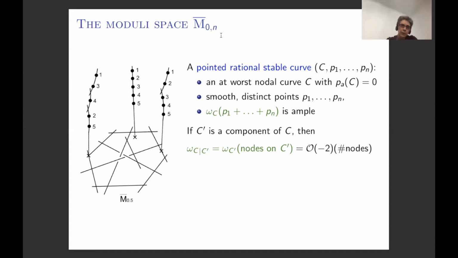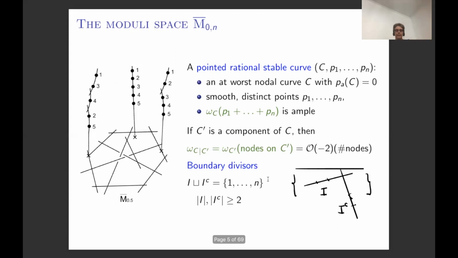So M0n bar is a smooth projective scheme over Spec Z, which represents this moduli problem. And so from now on, I always base change to an algebraically closed field, and I'll consider M0n bar as a smooth projective variety over our base field. And so what we did is compactify the configuration space by adding reducible curves. So more precisely, what we added is some codimension 1 subvarieties, which we call boundary divisors.